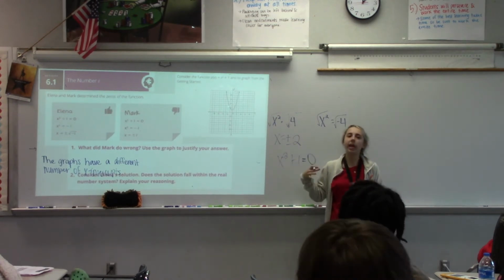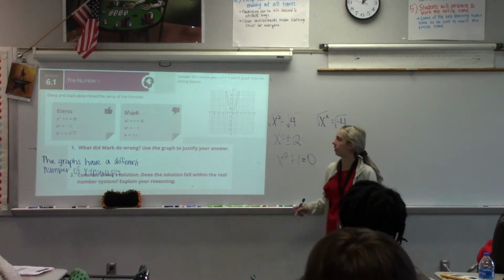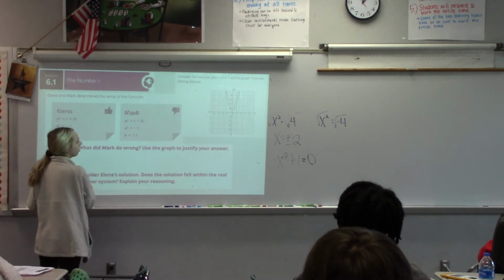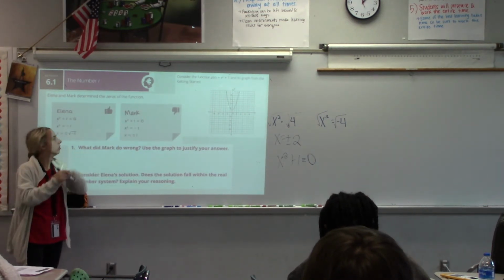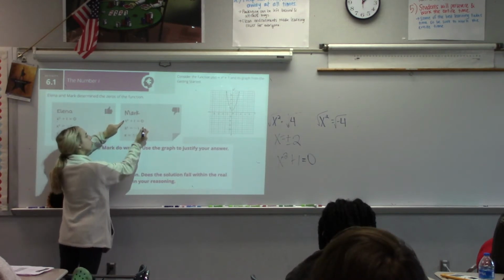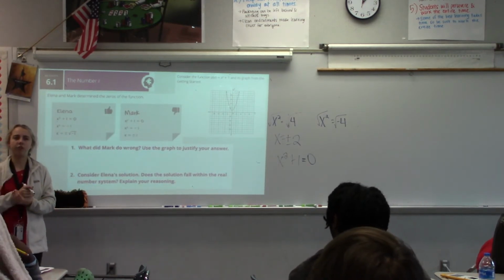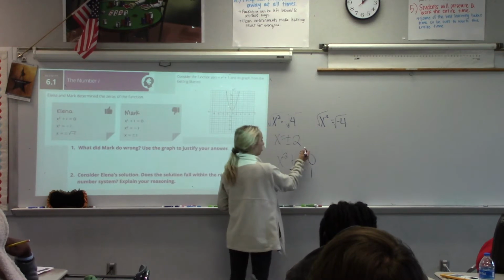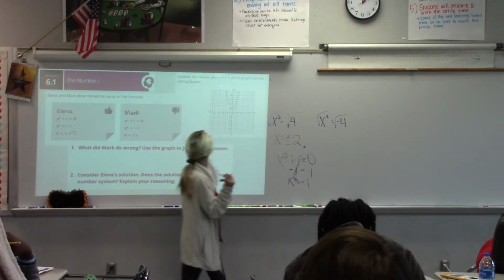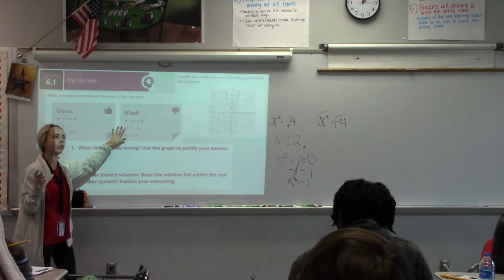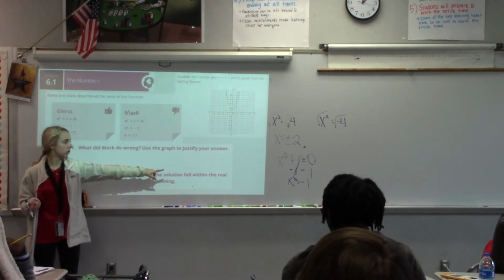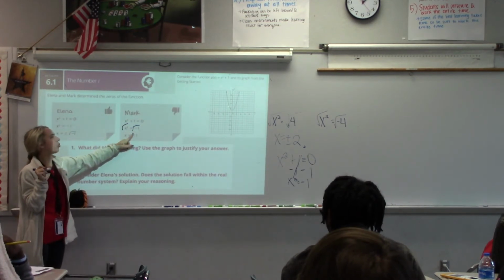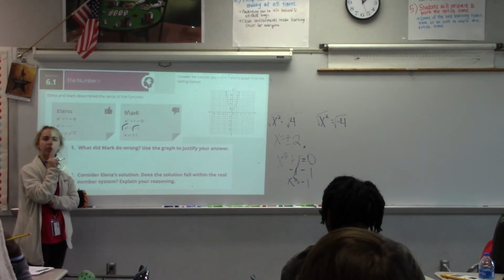Okay, so they're saying if we can't do it graphically, let's see what it looks like algebraically. Number 1 says, what did Mark do wrong? So let's look at what Mark did. He set it equal to 0, and then what would you guys do first? Okay, subtracting 1 to create that 0. Is that what he did? Okay, then what would we do next typically? Well, we would take the square root. But is the square root of -1 plus or minus 1?